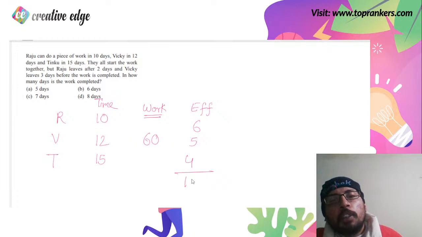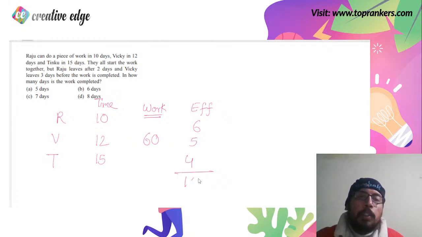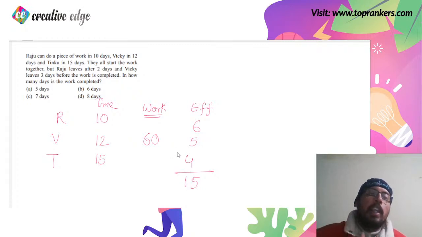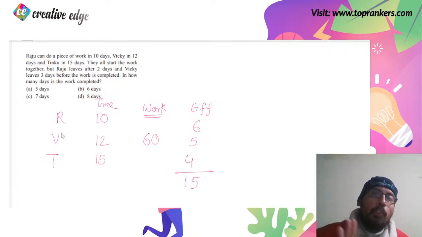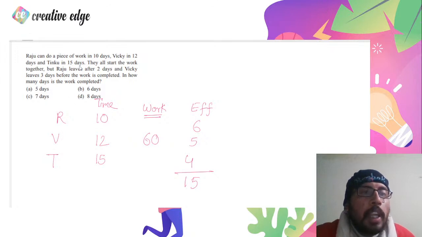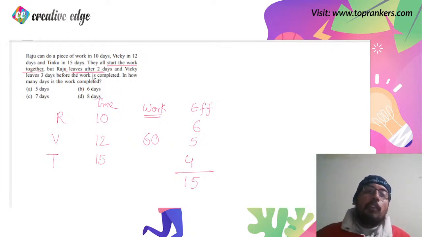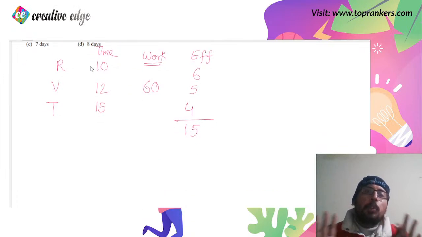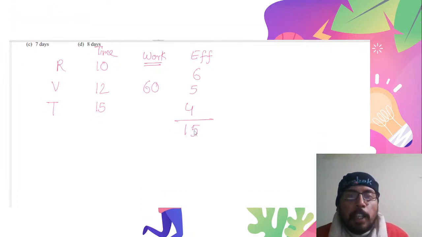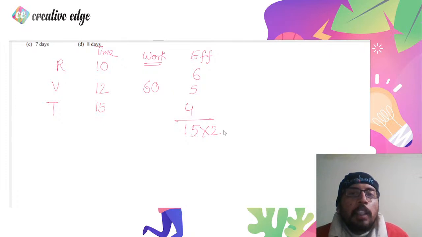So if I make them work together, I observe that 15 units of work can be completed in a single day. So they all start the work together. That is what we wanted. But Raju leaves after 2 days. Means for the first 2 days, everything was going fine. So in the first 2 days, they completed 15 into 2, 30 units of work.